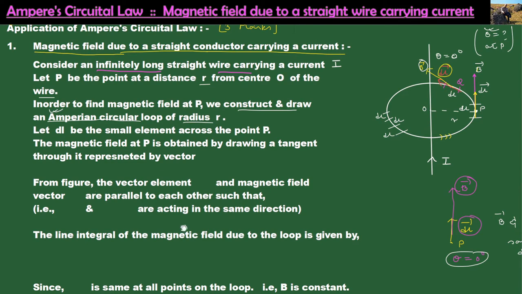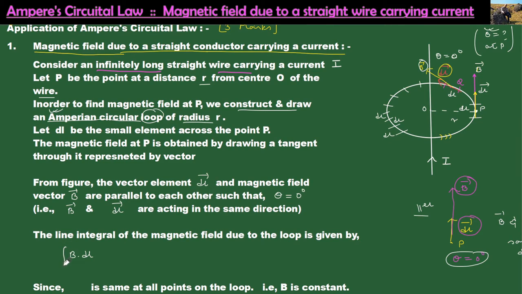From the figure, it is evident that the vector element dl bar and the magnetic field vector B bar are parallel to each other. So the angle between them is 0 degrees, which means that the magnetic field vector and our element vector are acting in the same direction. If you want to find the line integral due to that loop, and it is due to simply this element, you have to write only B and dl.